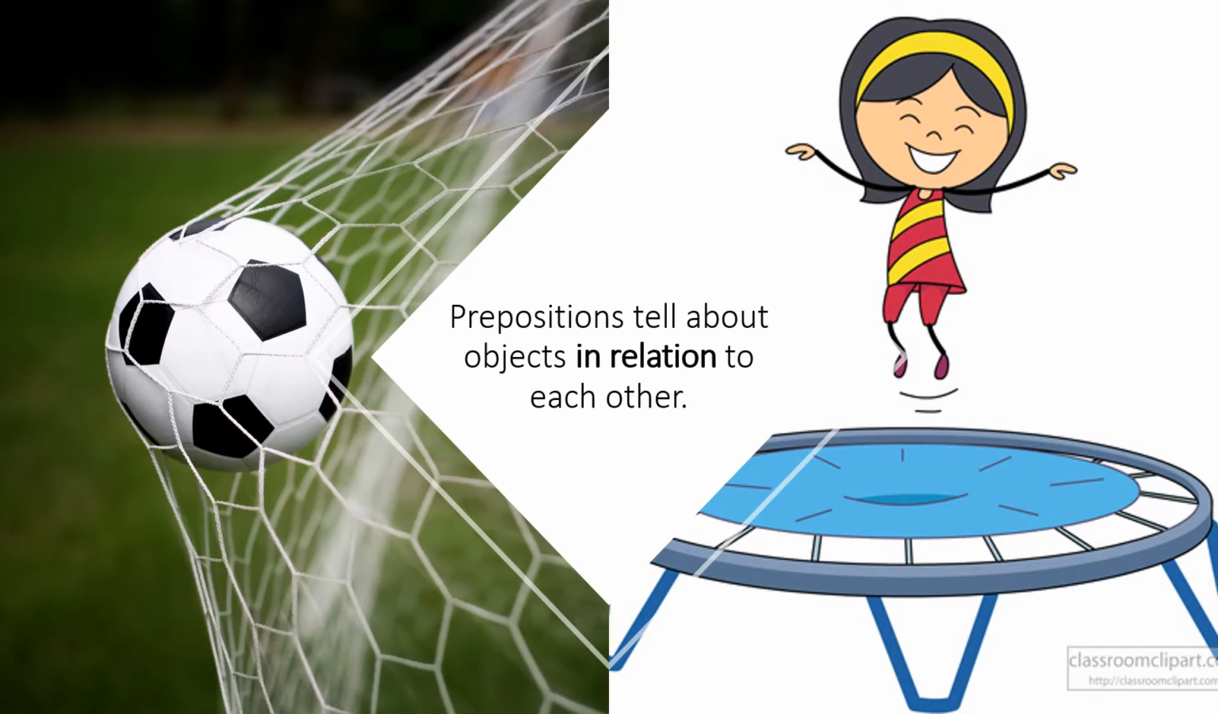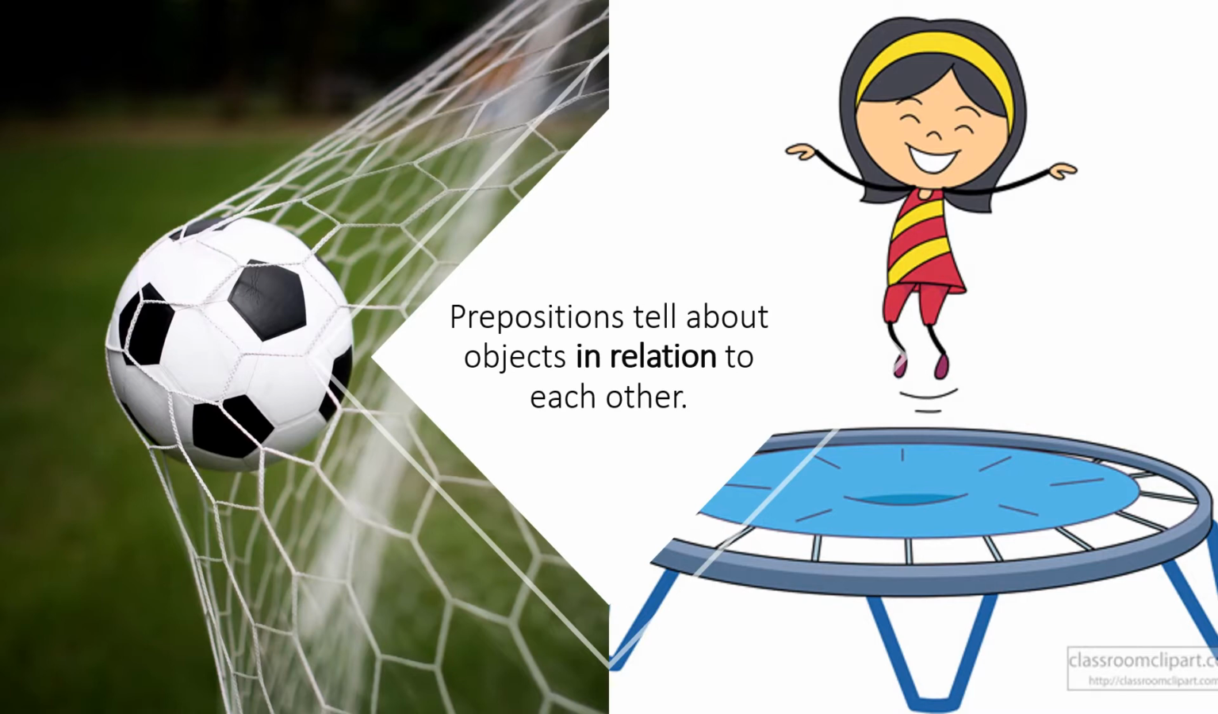Where is the ball in relation to another object? The ball is in the net. It's not under the net, on the ground, or in your hand. It's in the net. In the picture to the right, you can see the girl jumping on the trampoline.